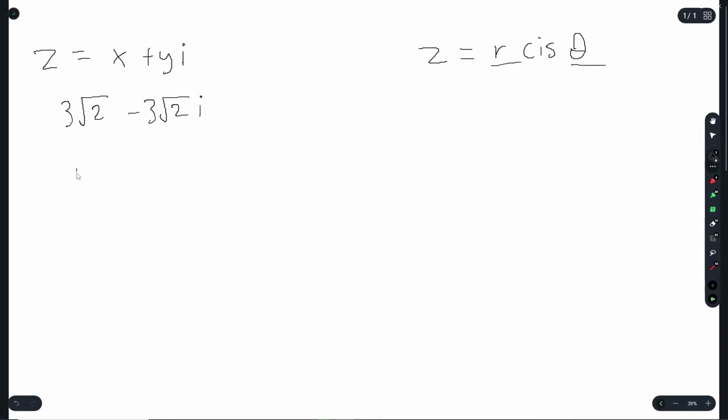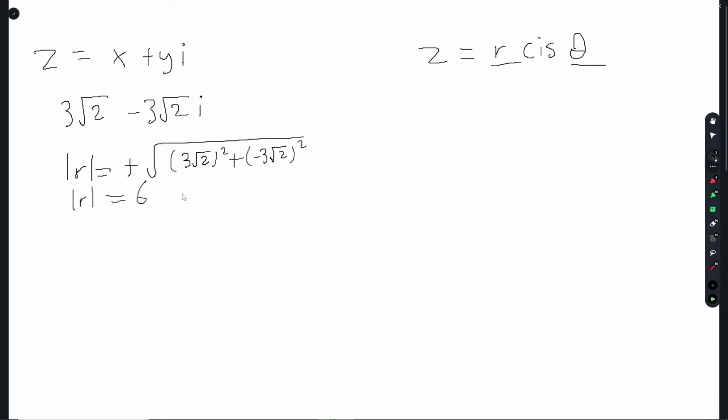So the way you find r in this lesson is always positive, so it's always the absolute value. In the previous lesson, we would write plus minus radical, but in this lesson, it will only be plus. So plus radical x squared plus y squared. So here, it will be 3 radical 2 squared plus minus 3 radical 2 squared, which will equal 6. So this is our r.